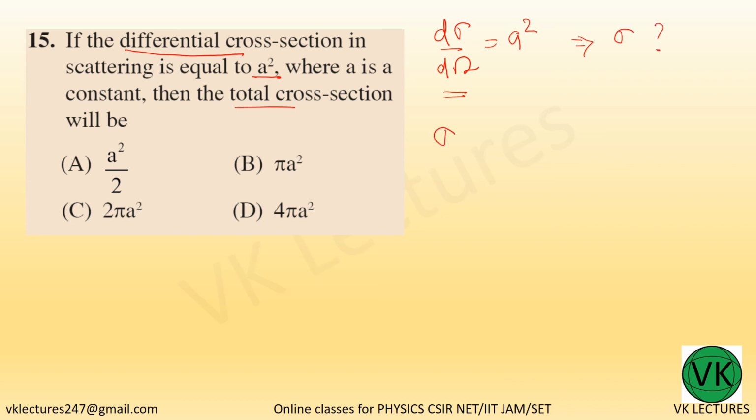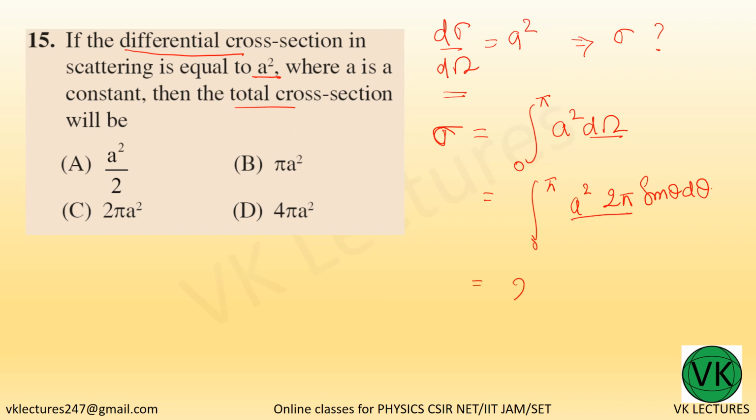So what you have to do: sigma is equal to the integral of a square d omega. That's equal to the integral from where to where? 0 to pi. So the integral from 0 to pi of a square d omega is nothing but 2 pi sine theta d theta. So 2 pi a square will come out because this is a constant. So 2 pi a square into the integral of sine theta d theta from 0 to pi. This value is nothing but 2.